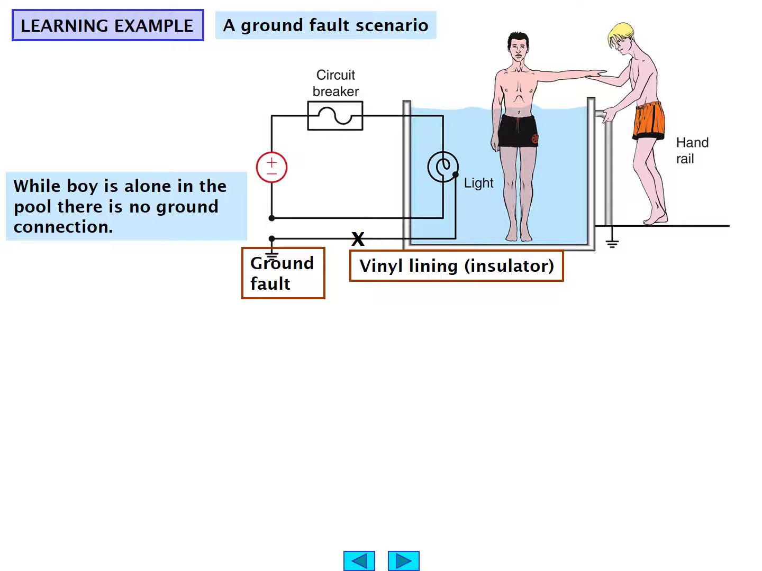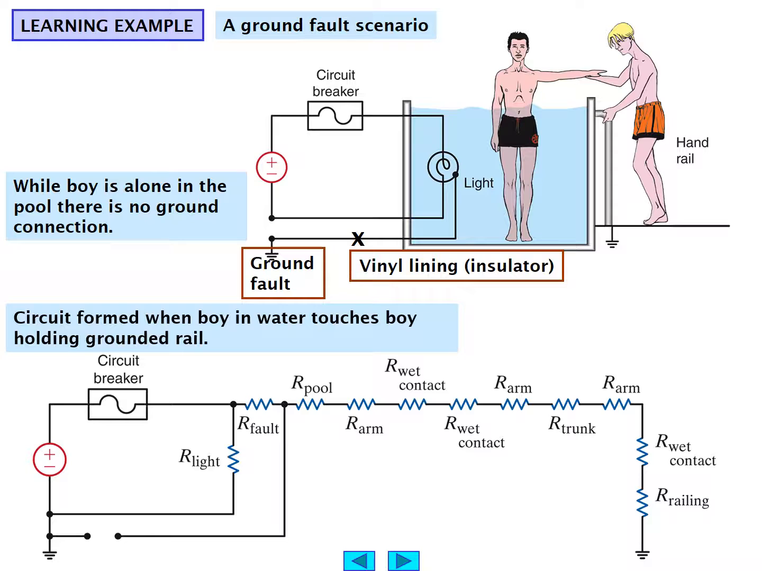Here's a ground fault scenario. When the boy is alone in the pool, there's no ground connection. In this case, the vinyl lining acts as an insulator, and there is in fact a ground fault. So there has been a problem. There's a light in the pool, which causes the problem.